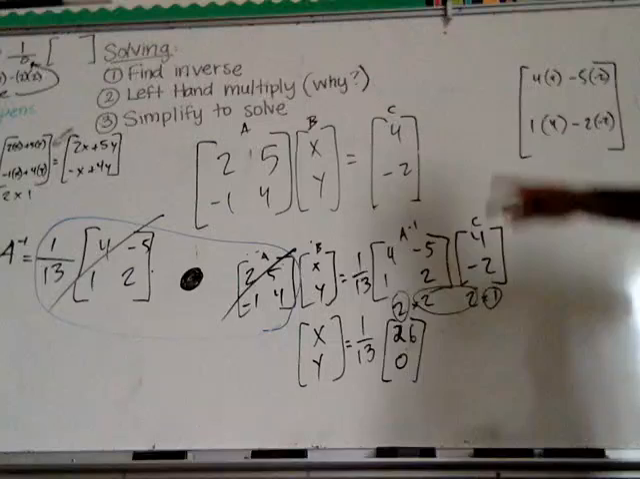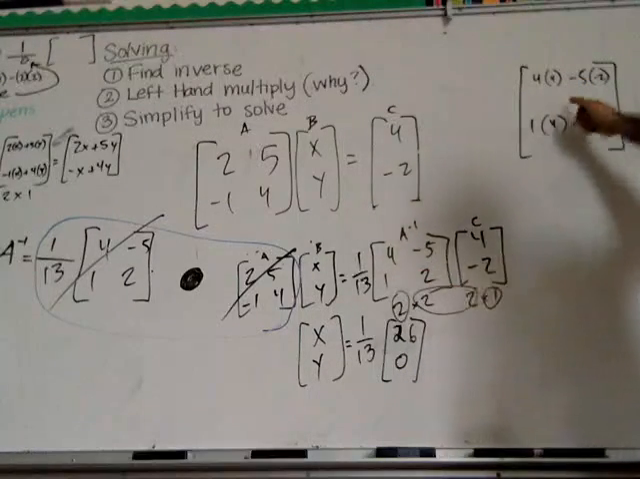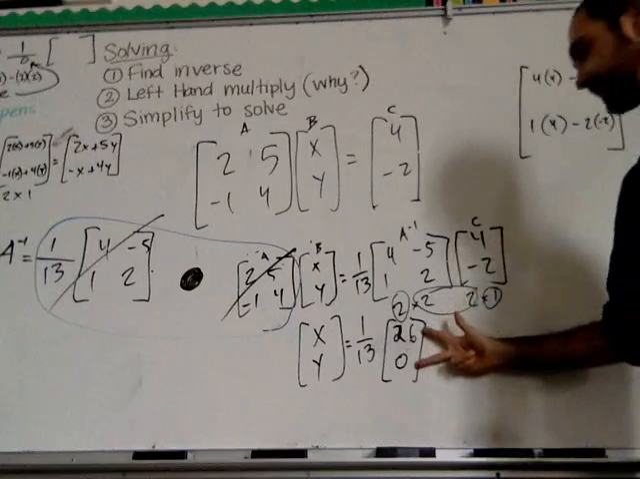Sorry, I was out of the screen. I worked out multiplying these two together up here. We knew it was going to end up being a 2 by 1. Up here, that works out to be 26/0.